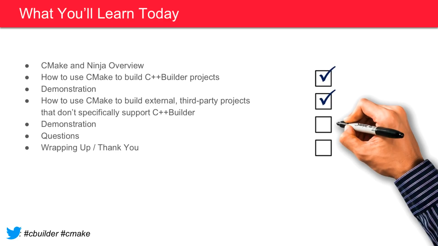But then we'll talk about how to use CMake to build external third-party projects that were not written with C++ Builder specifically in mind, but you can take those and using CMake build them easily with C++ Builder. And again, we'll have a live demo to show how to do that. Finally, we'll have questions and general wrapping up. So let's get started.